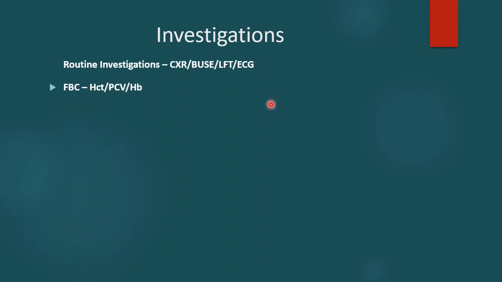Next, we come to the investigations for patients with lower GI bleed. First, the routine investigations, which include the chest X-ray, blood analysis like the renal function test, liver function test, ECG, and also a full blood count, which should include a hematocrit, PCV, and hemoglobin to reveal the severity of the bleeding. At the same time, the routine tests will also give you a baseline investigation, as most of these patients are old and with pre-morbid medical conditions.